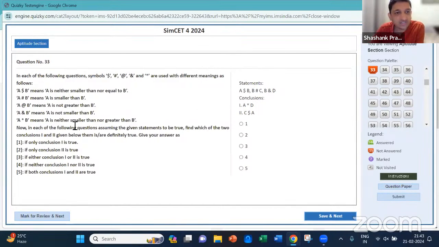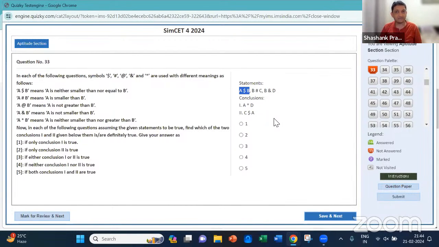A dollar B क्या होता है? A is neither smaller than nor equal to. A is greater than B. So A greater than B. Okay. B less than C. So C greater than B as well. So A greater than B, C greater than B. So A और C compare ही नहीं कर सकते.